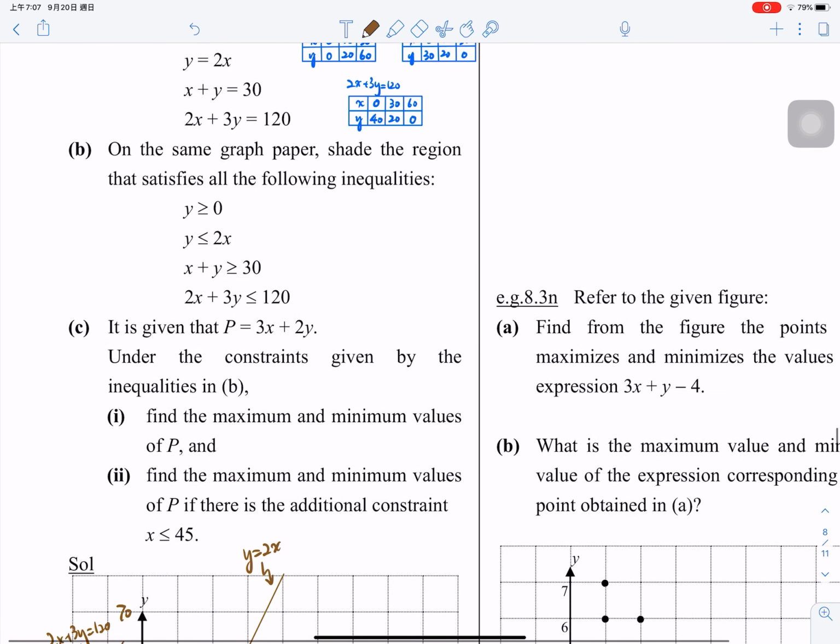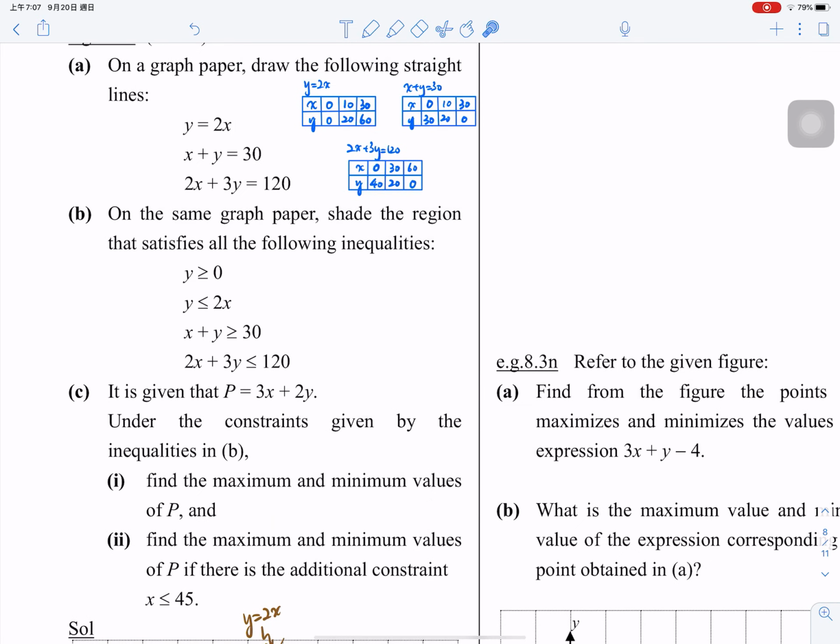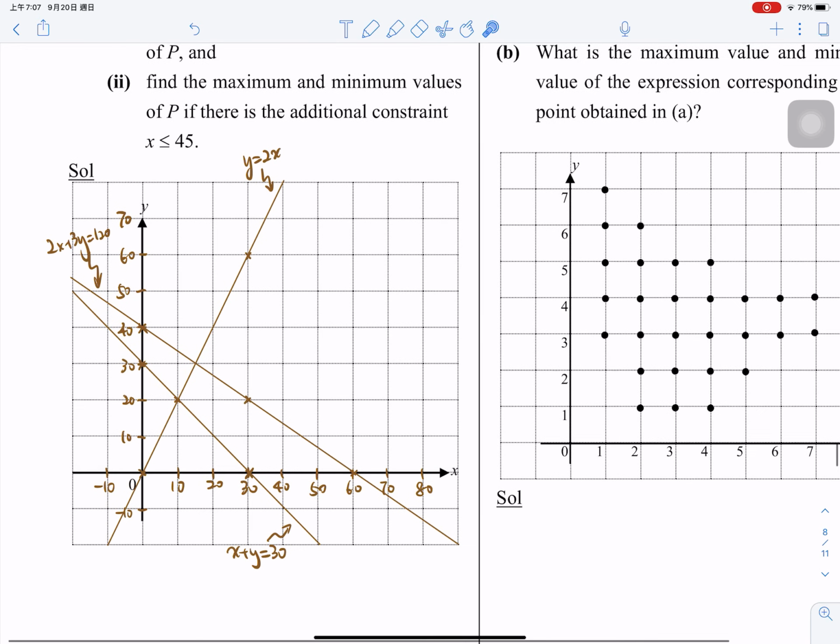Part B. On the same graph paper, check the region that satisfies all the following inequalities. Okay, this one actually 1, 2, 3. According to the inequalities 1, 2, and 3, and the 3 straight lines we have drawn in part A. So y equals 0 here. And greater than, that means the upper region, not upper, sorry. It should be, let me see.